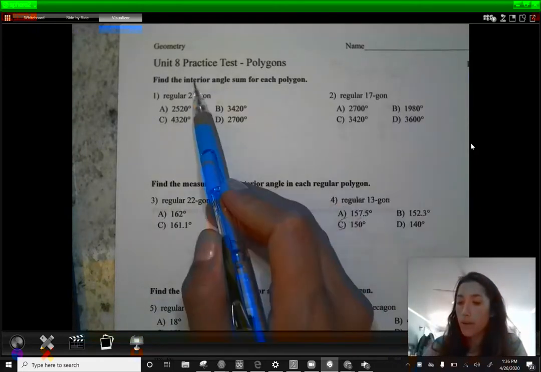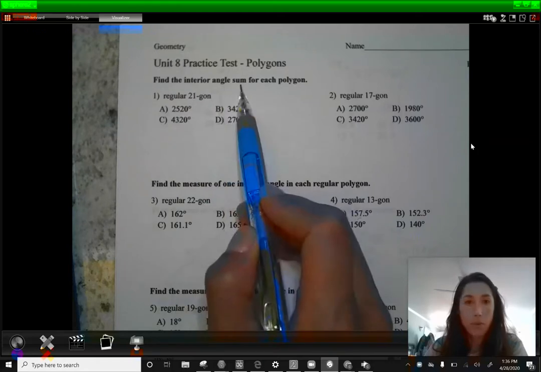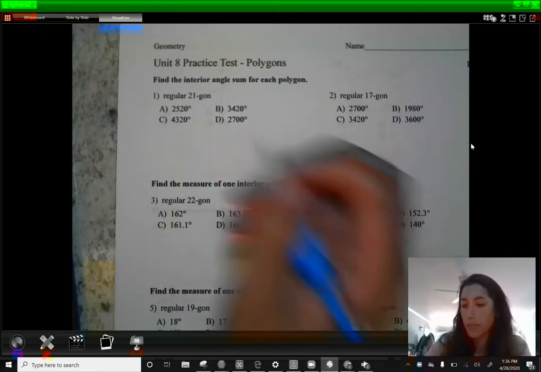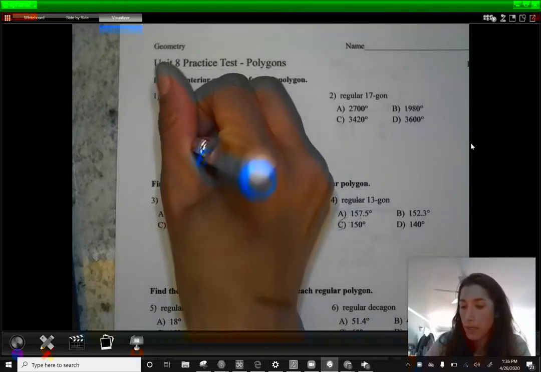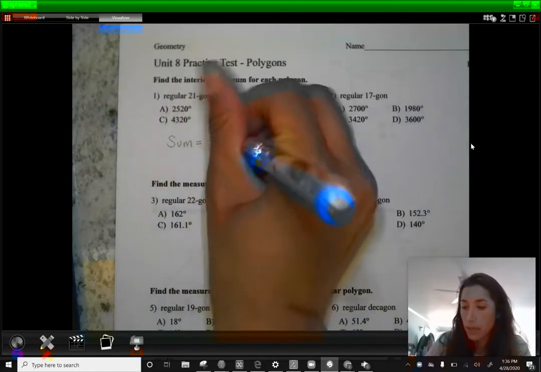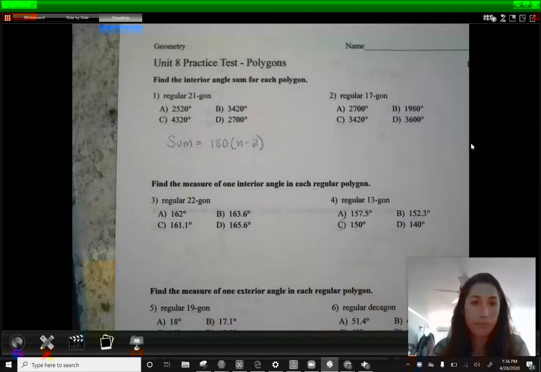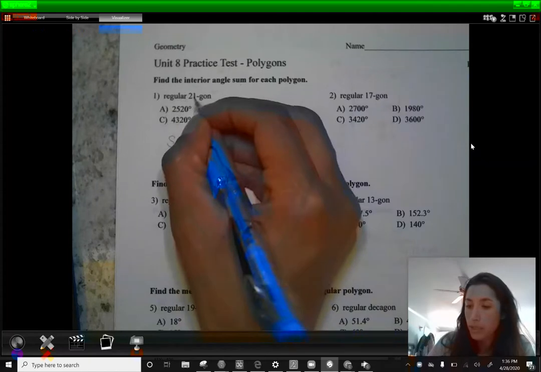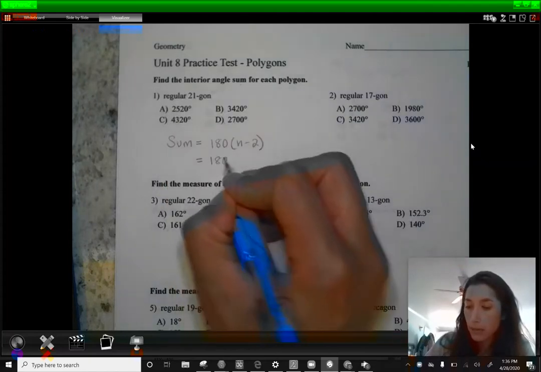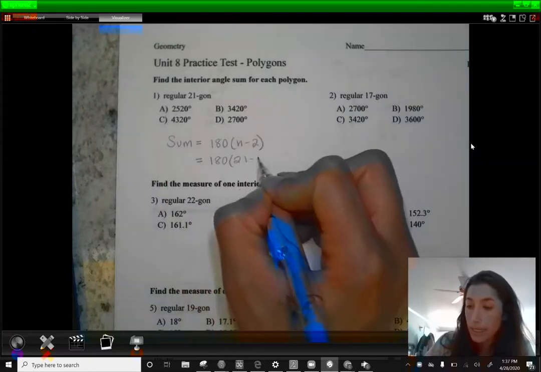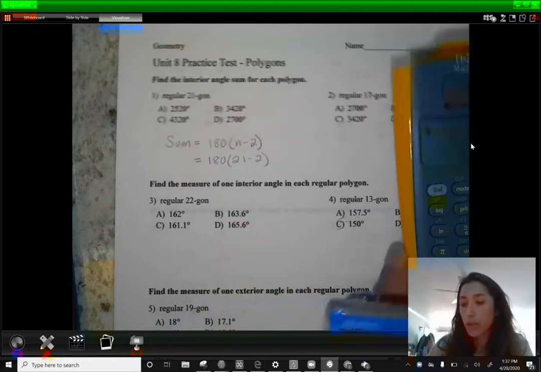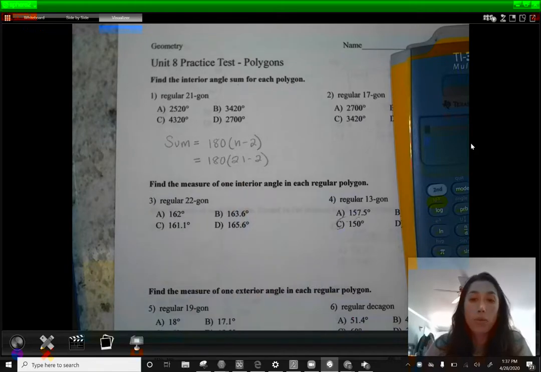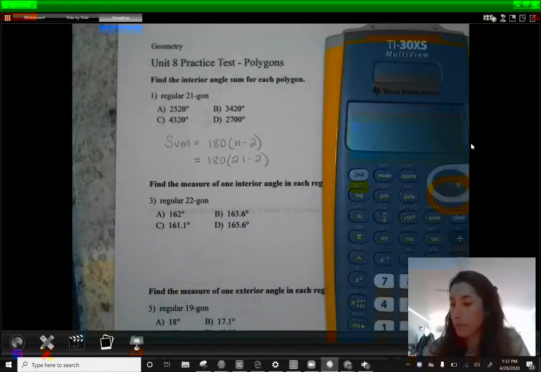So we are finding the interior angle sum for each polygon. And here we have a regular 21-gon. My formula is that the sum equals 180 times the number of sides minus 2. That's our formula. So if a shape has 21 sides, that means I can create 19 triangles in that shape. So really the work that I'm looking for is that you're writing 180 times (21 minus 2), or you wrote out 180 times 19.